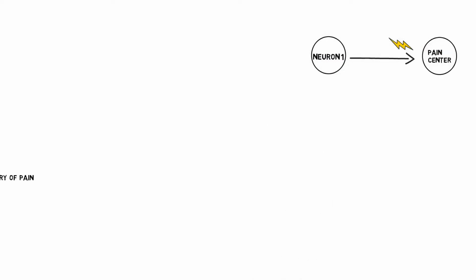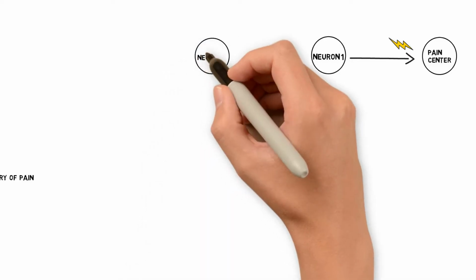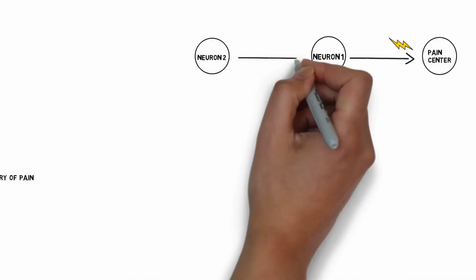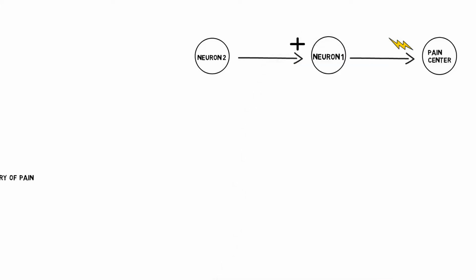Ow, that hurt. An excitatory signal means the membrane at the center will depolarize. Now, if there is another neuron, number 2, that sends an excitatory signal to the first neuron, neuron 1 will depolarize and send the excitatory signal to the center, which will trigger pain sensation.